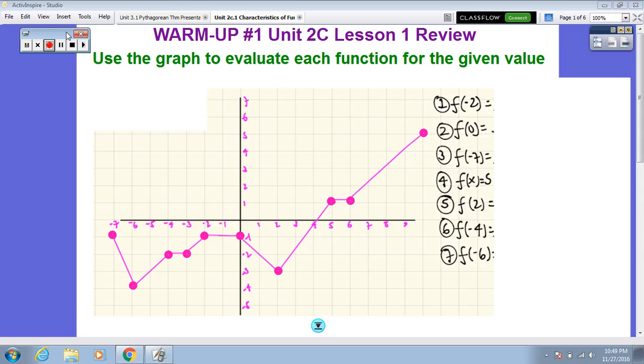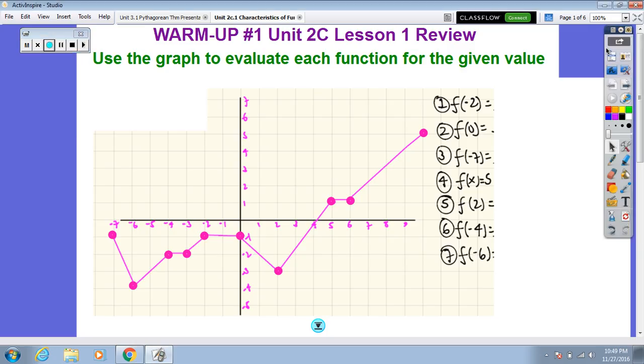This warm-up is going to go over and review what we did before you went on the break, which is evaluating functions using a graph. So you don't have to do a whole lot of work here. You just have to realize that if I give you the number inside of the parentheses, like this value, -2, this is an x value. So you just have to go to the x value of -2, find the graph, which is the pink line, and tell me what is the y value at this dot. Since this dot is at the x value of -2, what is the y value? -1.